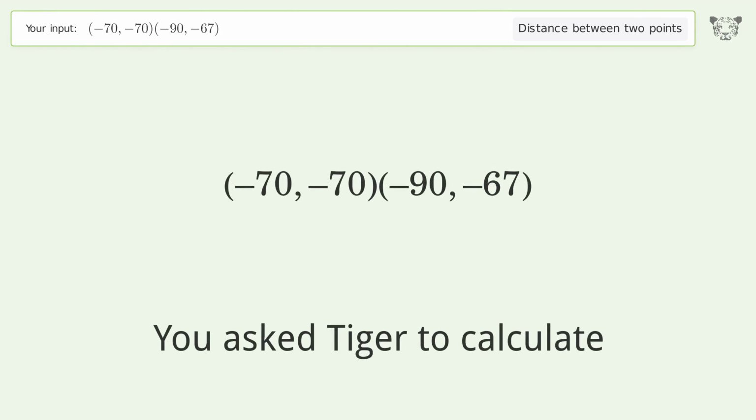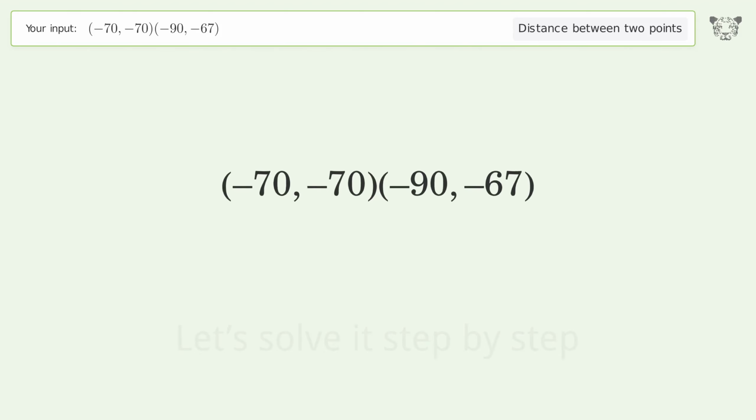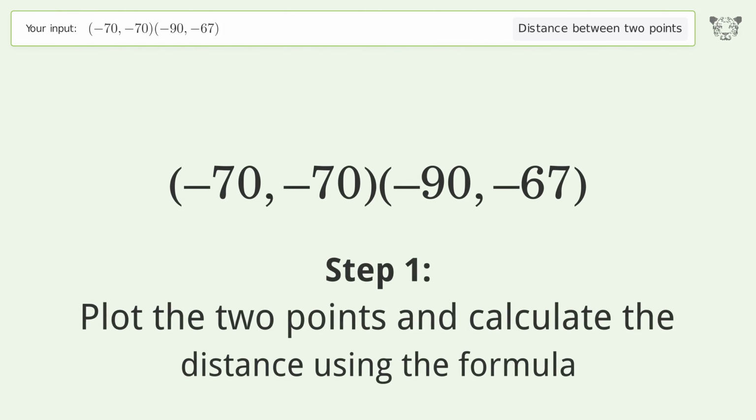You ask Tiger to calculate. This deals with the distance between 2 points. The distance between the 2 points is the square root of 409, or 20.224. Let's solve it step by step. Plot the 2 points and calculate the distance using the formula.